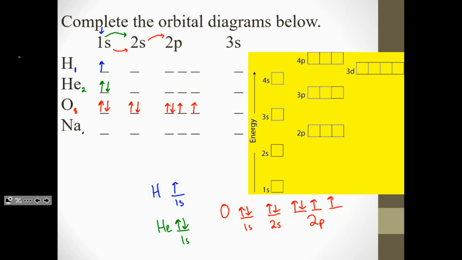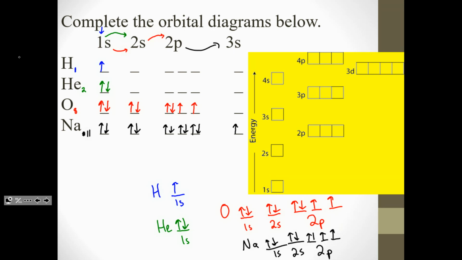And last but not least will be sodium, which is atomic number 11. So I need 11 electrons. 1, 2, 3, 4, up, up, up, down, down, down. That's Hund's rule. 1, 2, 3, 4, 5, 6, 7, 8, 9, 10, and I'm going to have one arrow up in the 3s region. So if I'm drawing sodium, I have 1s, up, down, 2s, up, down, 2p, 3 lines, up, up, up, down, down, down, and then 3s, I've got 1 up.